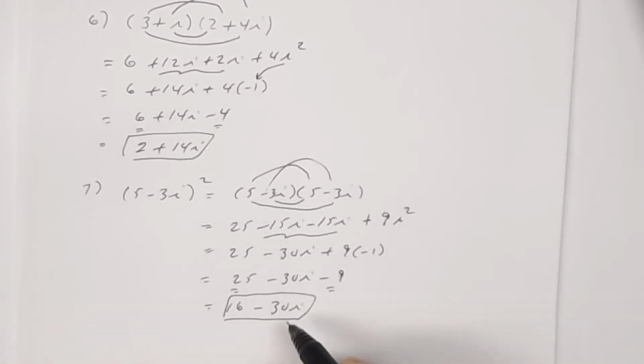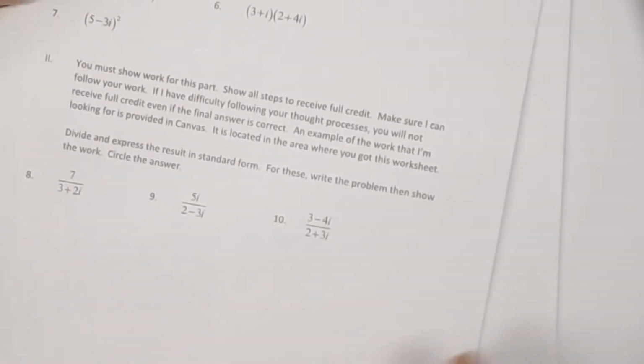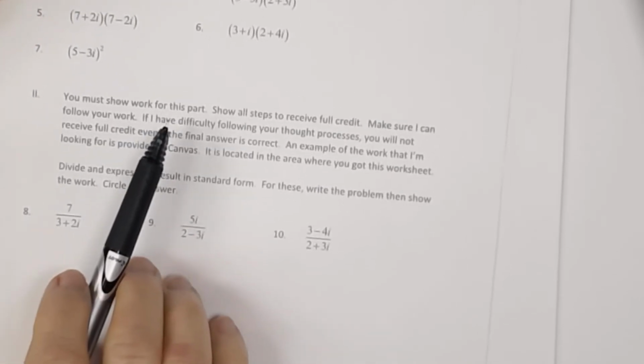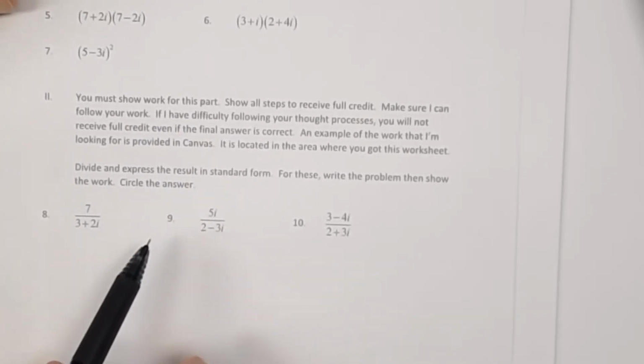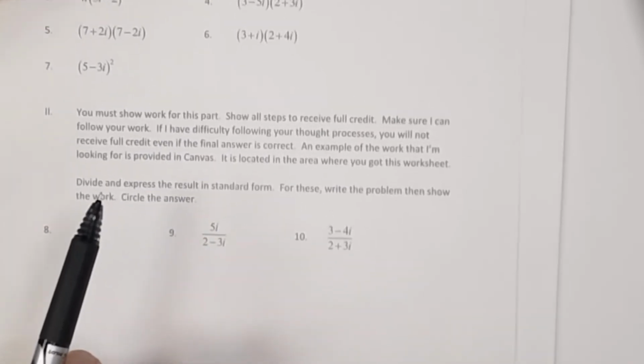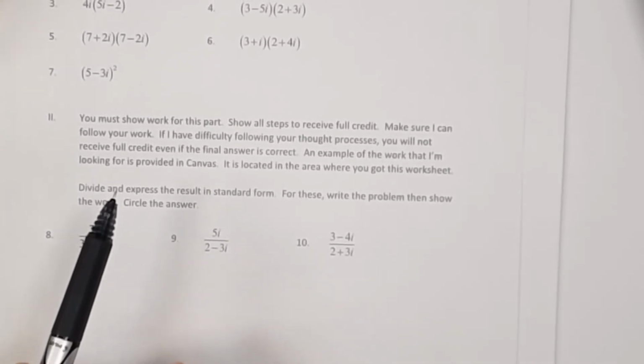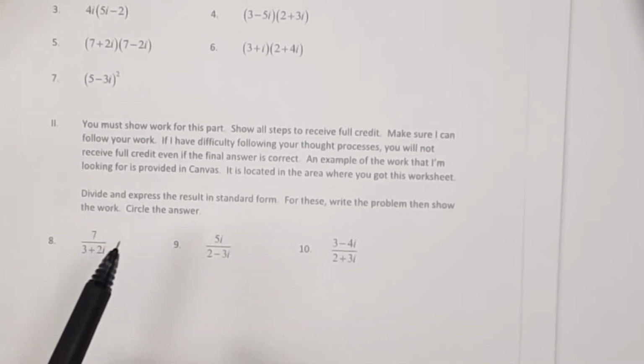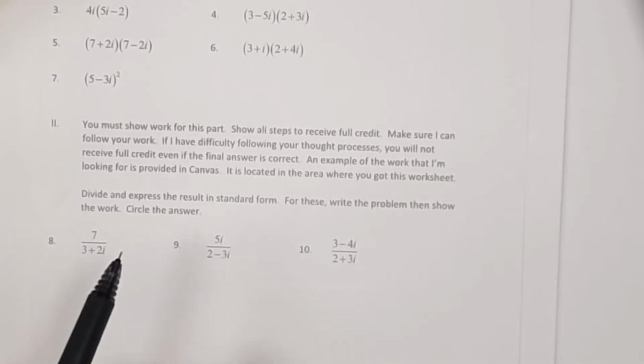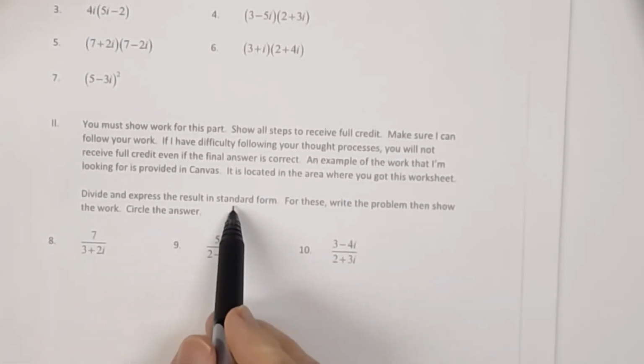Okay, now let's look at number 8. So part 2, you've got to remember, always read the directions. So in part 2, it does say make sure you show the work. So you have to show the work, and also keep in mind in the directions you had to put this in standard form. All right, so just make sure it's in standard form. All right, see right here, standard form. All right, so let's look at number 8. So number 8, we have this.